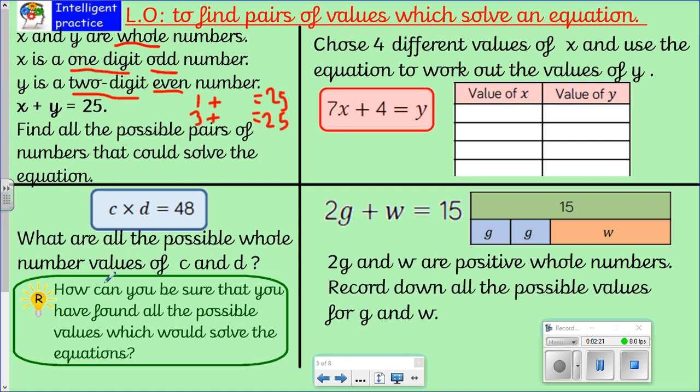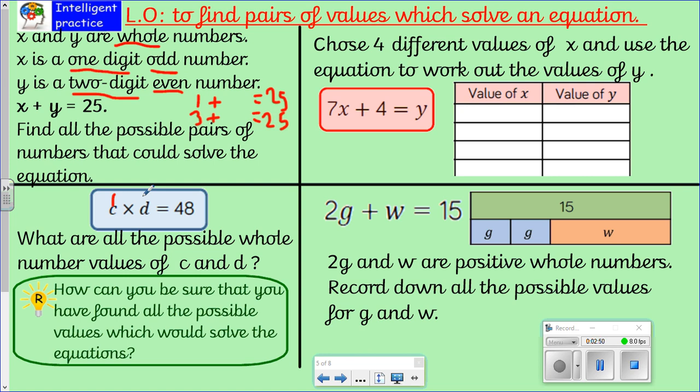Next one here then, C times D equals 48. What are all the possible whole number values of C and D? I'm not interested in decimals. Go systematically, people. Start with C is 1. All right? What would you times 1 by to make 48? Whatever you times 1 by is your answer for D.